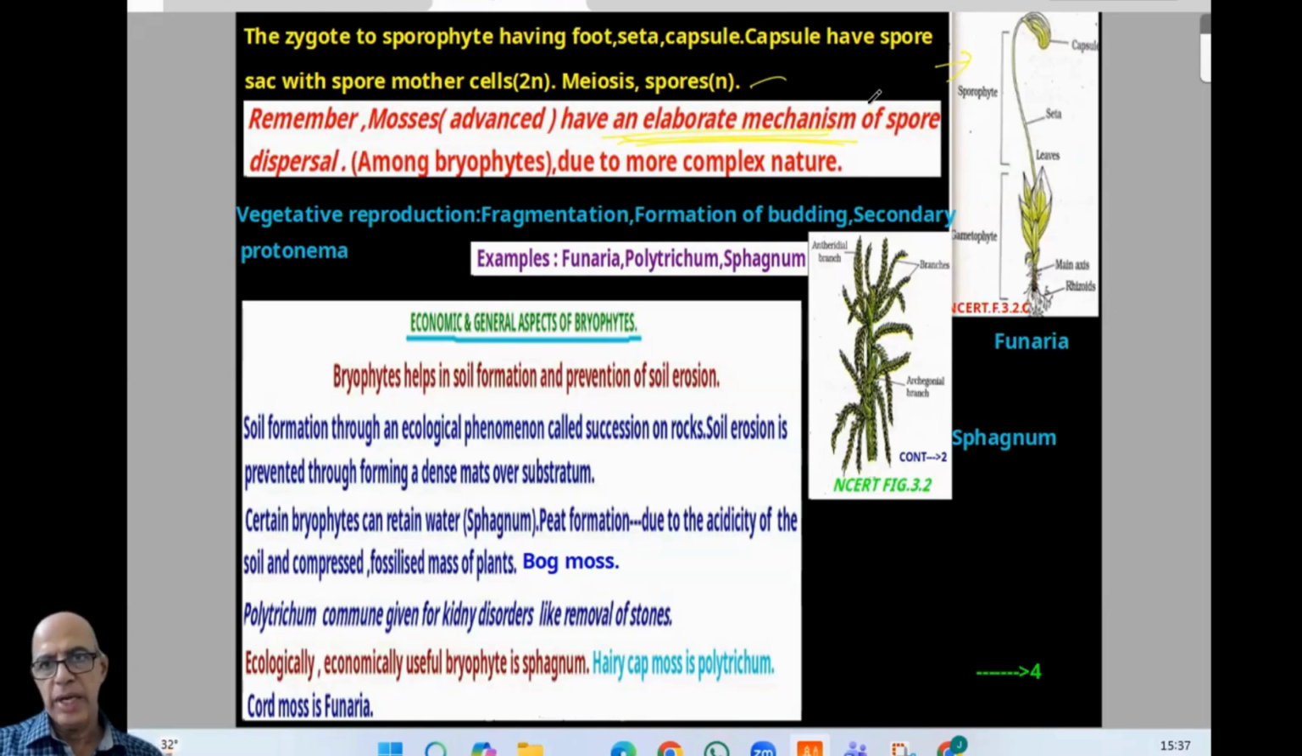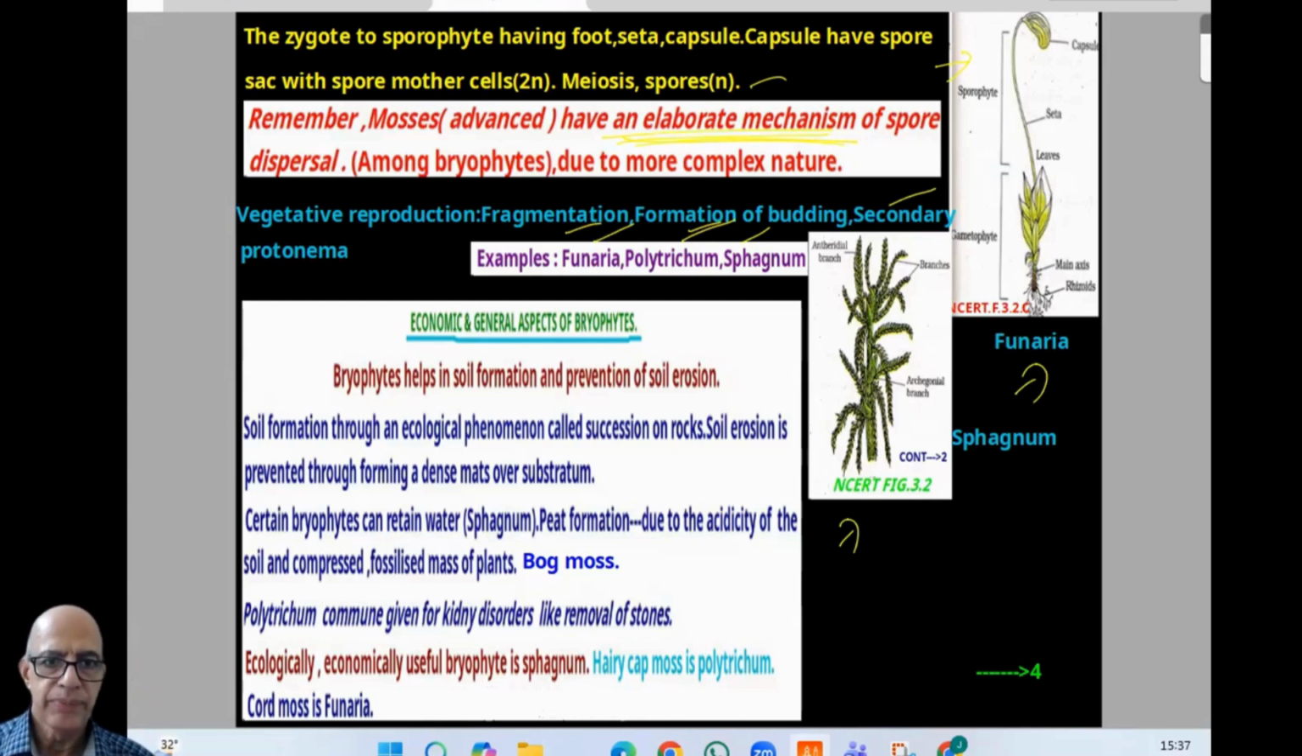Now, vegetative reproduction connected with the mosses: fragmentation, then formation of buds or budding, and secondary protonema. Examples for mosses: Funaria, Polytrichum, Sphagnum. This is Sphagnum, this is Funaria, gametophyte and sporophyte attached.